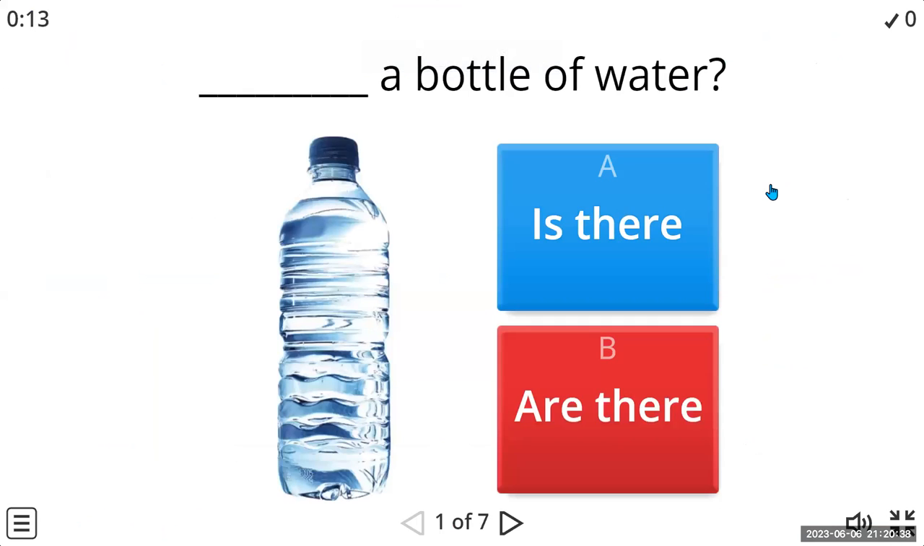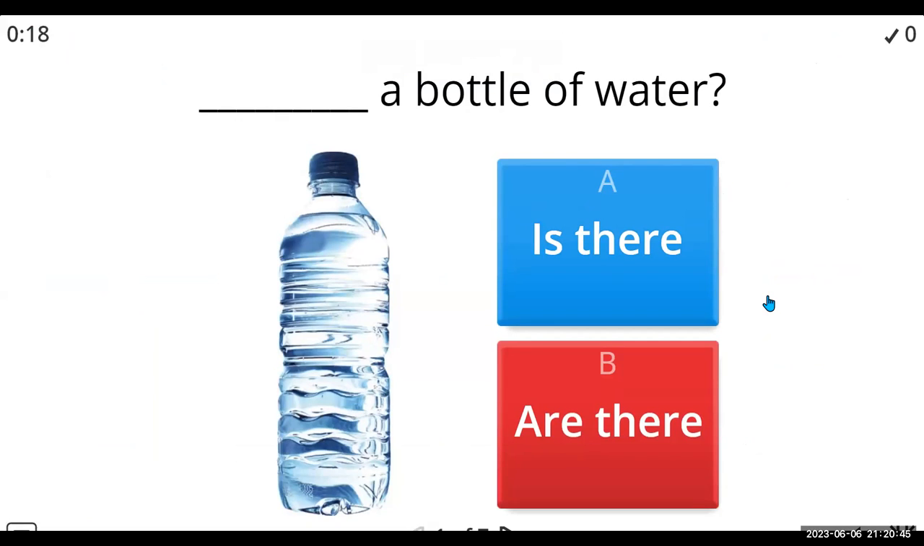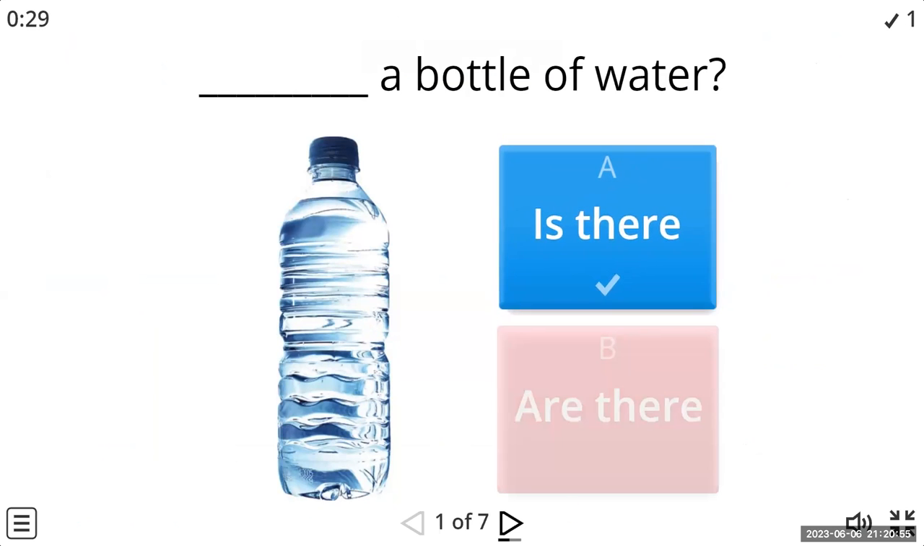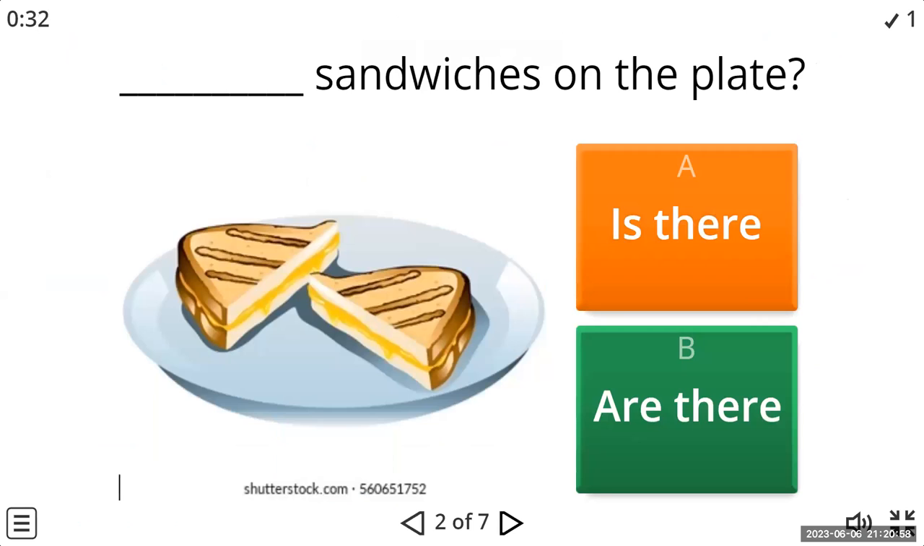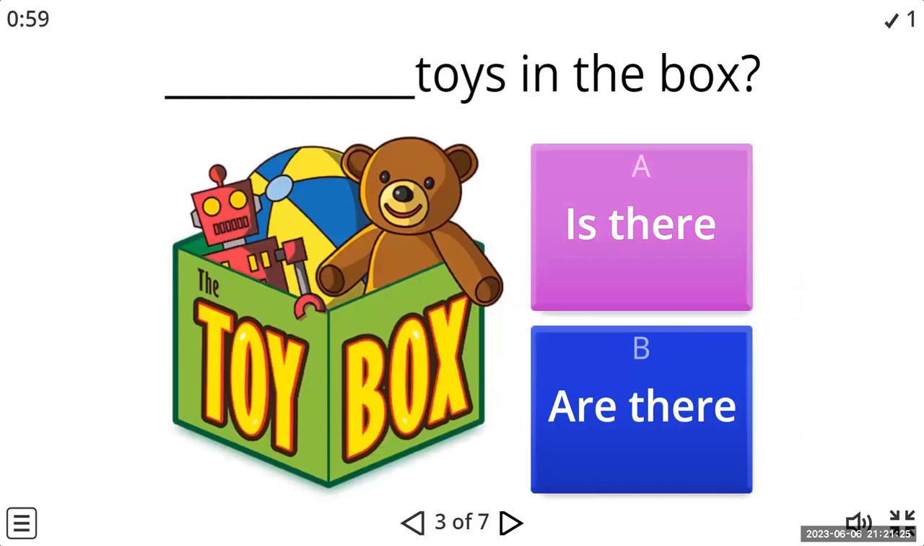Okay, what about this one? Is there a bottle of water? Okay, what about this one? Number two. Are there sandwiches on the plate? Okay, are there sandwiches? Okay. What about this one?